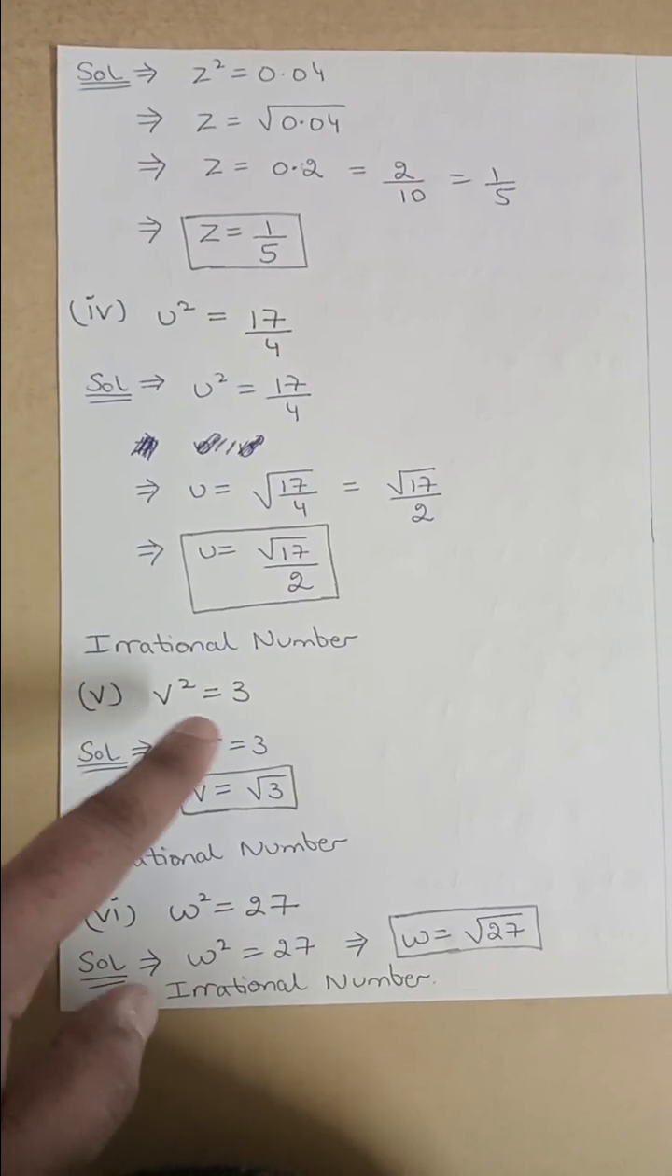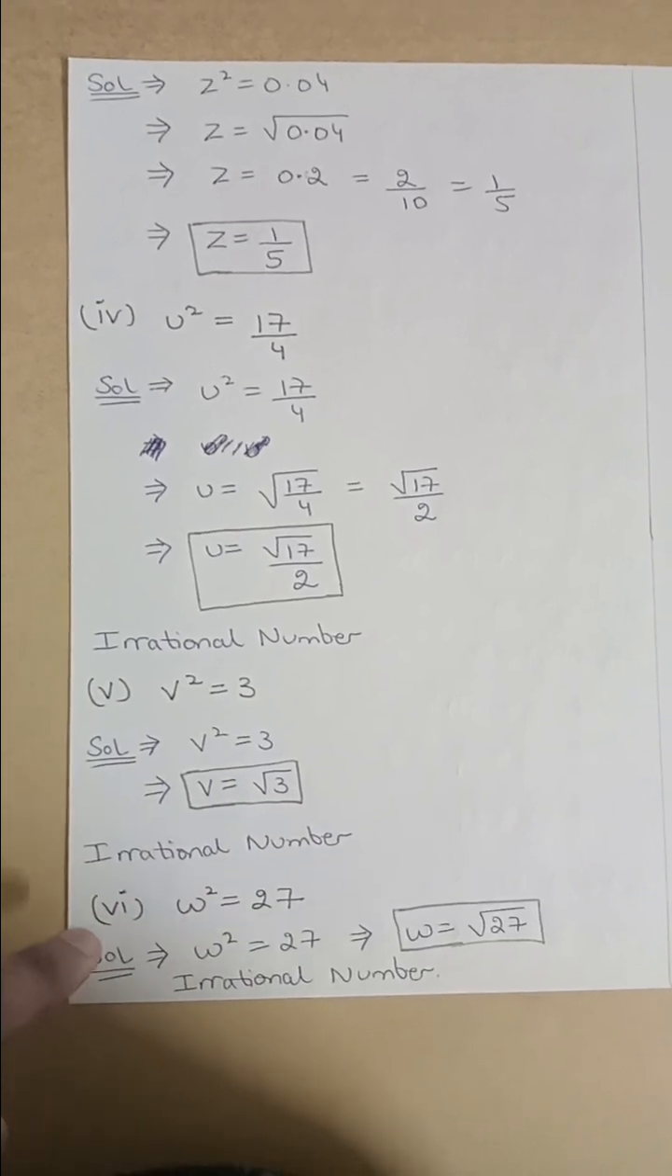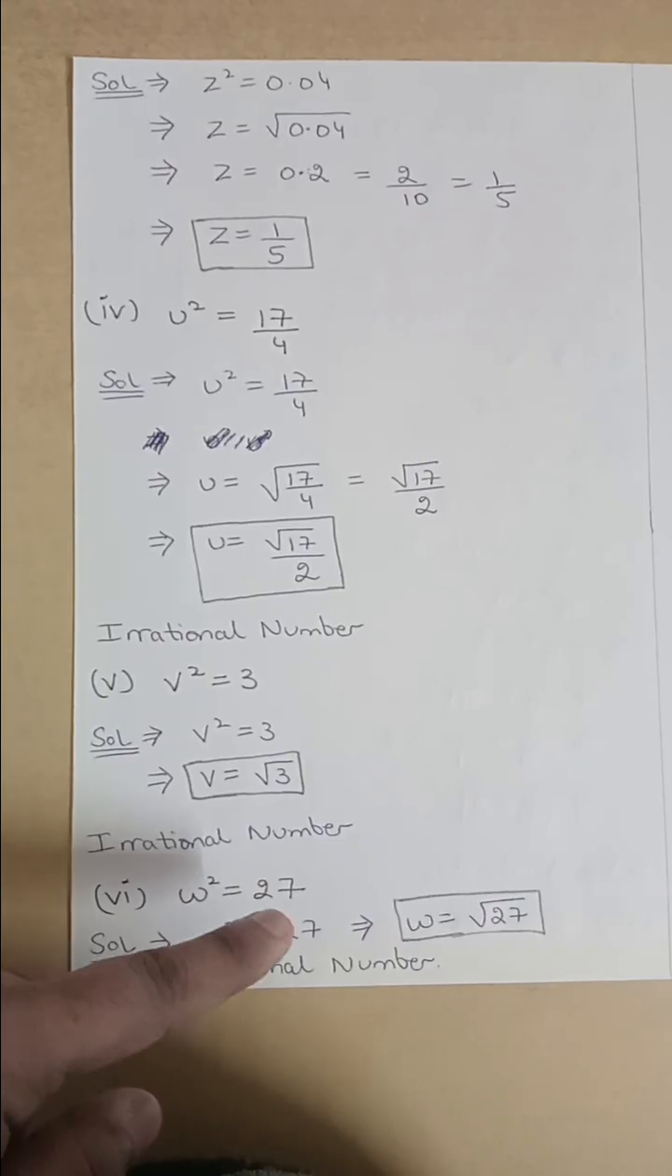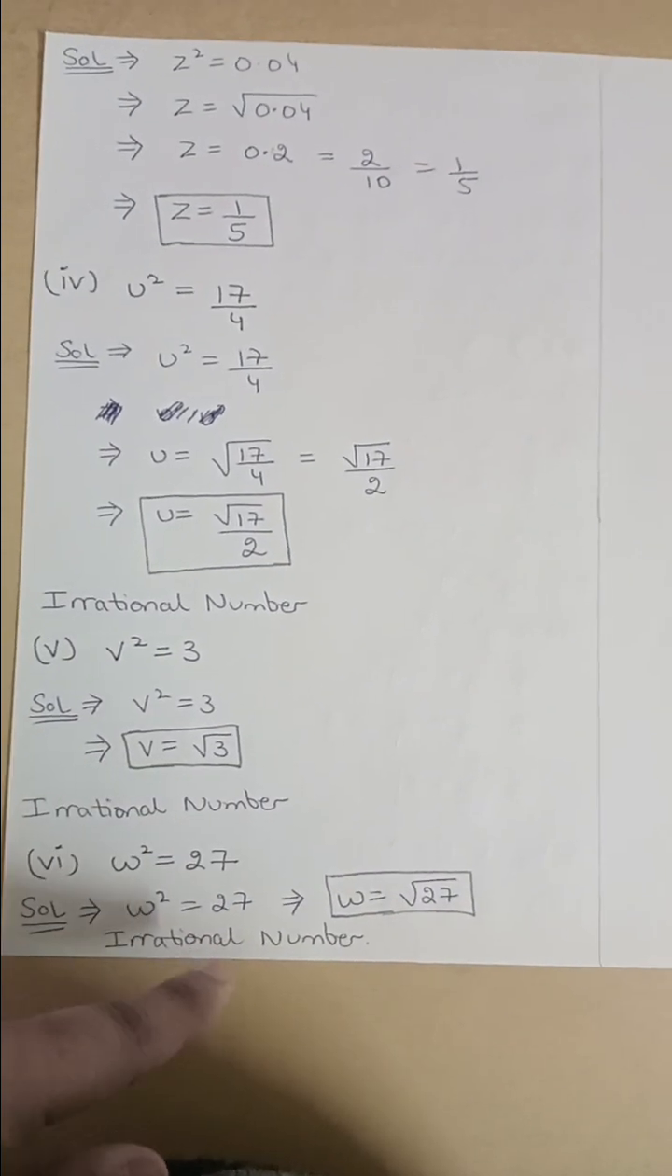Fifth, v square is equal to 3. So v becomes root 3, hence an irrational number. Sixth, w square is equal to 27. So w becomes root 27, hence an irrational number.